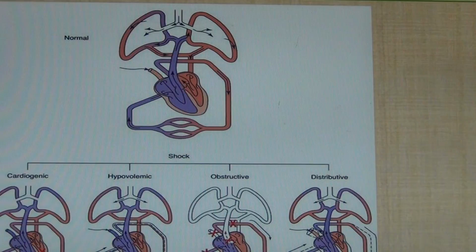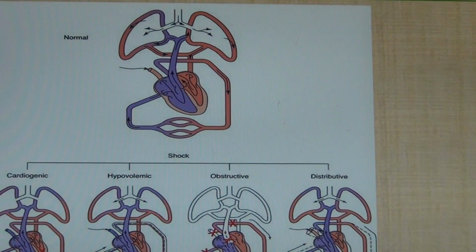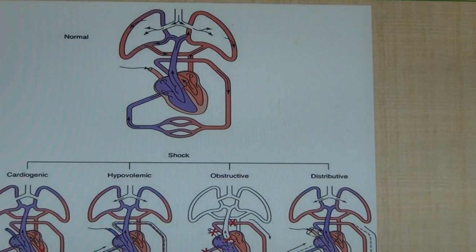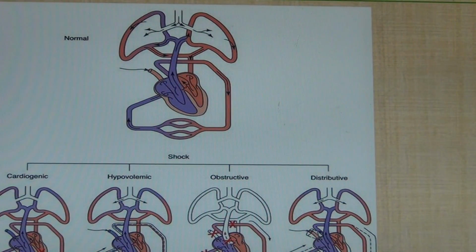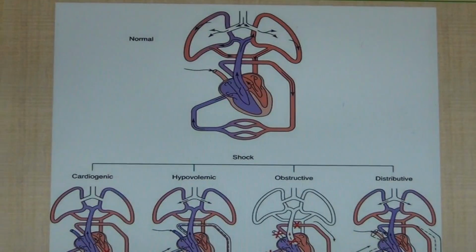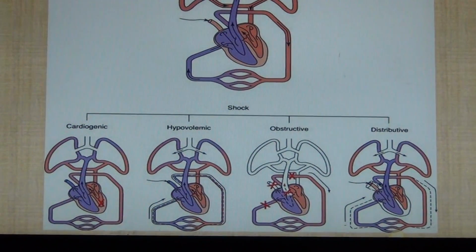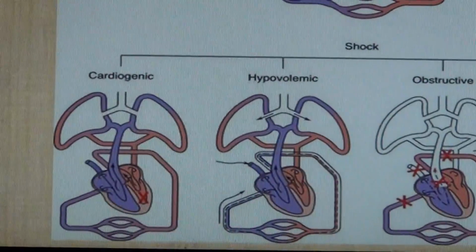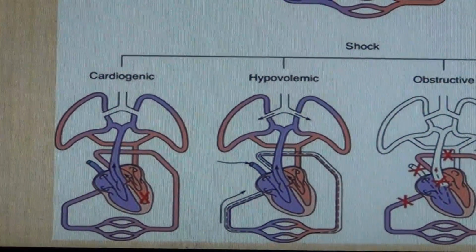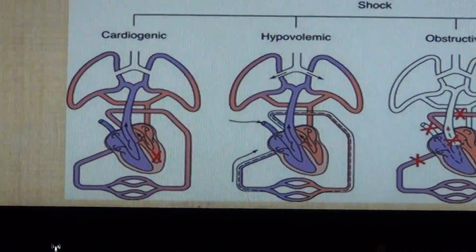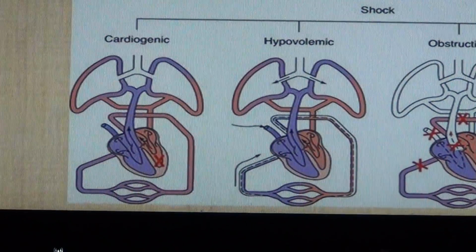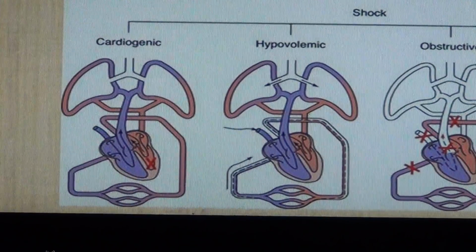In the top picture, it shows normal lungs, normal heart, adequate blood flow, and nothing wrong, no blockages, no vasodilation. It just shows a normal, healthy person at the top. In the bottom corner, it shows cardiogenic. If you look in the left ventricle, you will see a red X. That red X is indicating some sort of heart damage or issue causing shock.